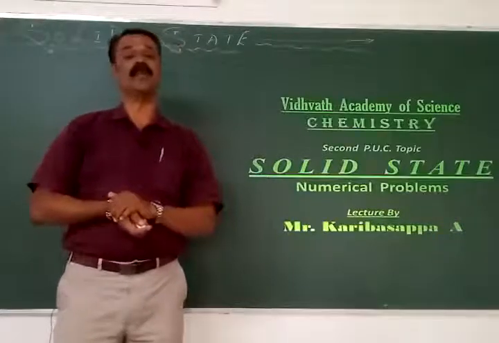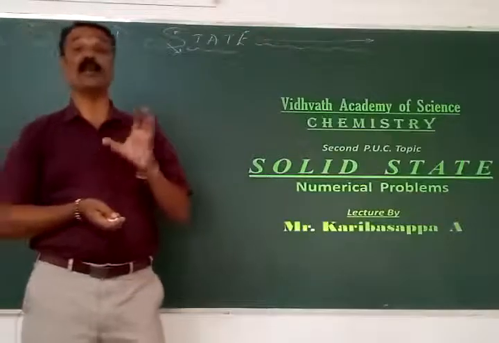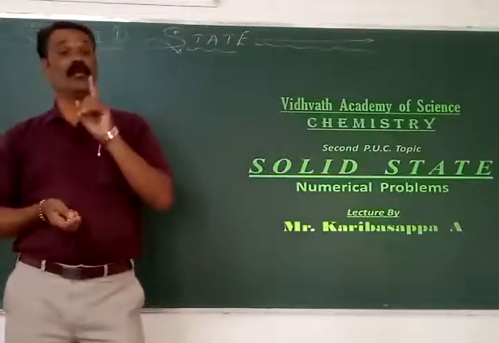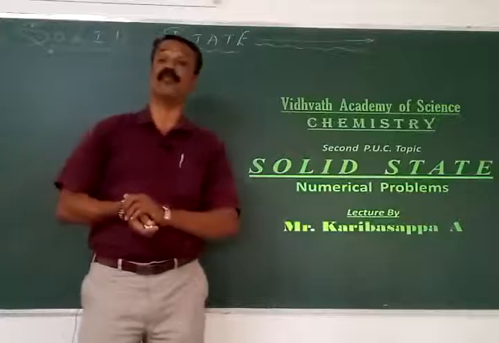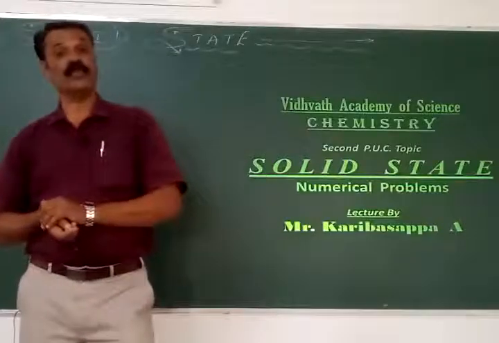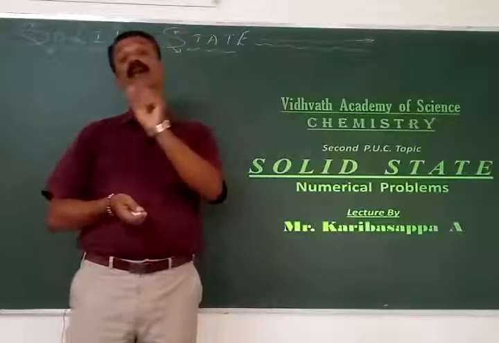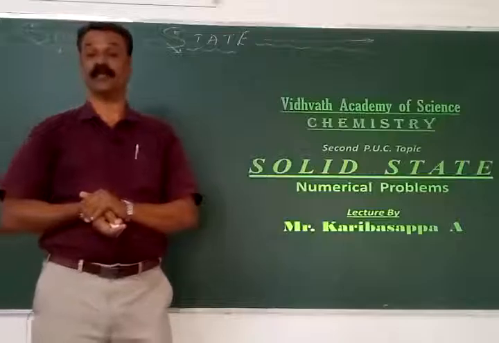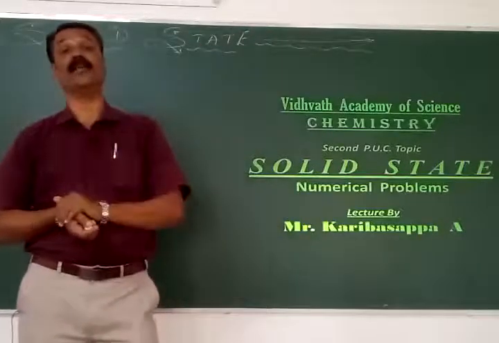Z is the number of particles with respect to the given unit cell, whether it may be simple cubic, body centered cubic, or face centered. Z is equal to 1 for simple cubic, Z is equal to 2 for body centered cubic, and Z is equal to 4 for face centered cubic, or we can have the options in the form of hexagonal close packing (HCP), or cubic close packing, which is called CCP.